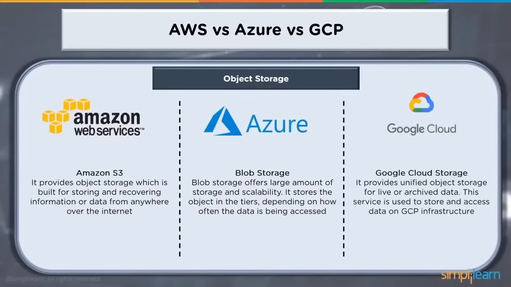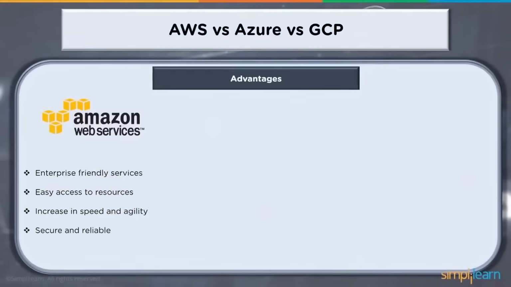Google Cloud has Cloud Storage and it provides unified object storage for live or archived data. This service is used to store and access data on GCP infrastructure. When it comes to advantages, Amazon Web Services has enterprise-friendly services, easy access to resources, increase in speed and agility, and that too on demand, and takes care of the security and reliability of resources which are offered.